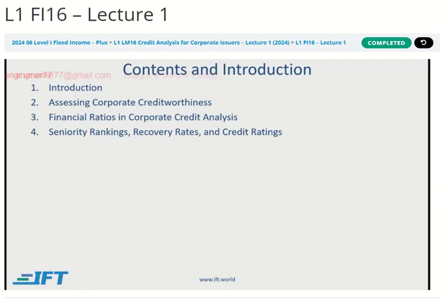Corporate issuers. So previously we saw how to do credit analysis for sovereign issues, such as those issued by a government or a government agency or a state which is part of a country. Now we're going to look at how to do this for a corporation, how to assess their credit worthiness, right? And how do we use ratios in that process?